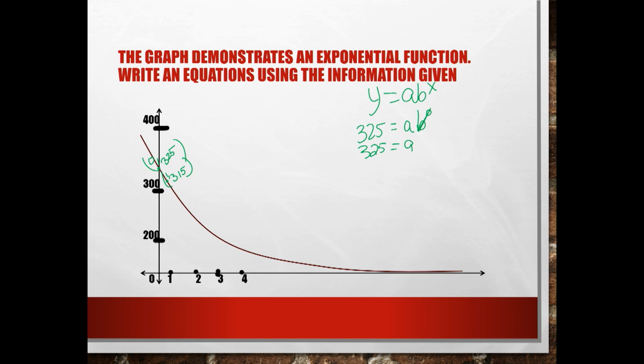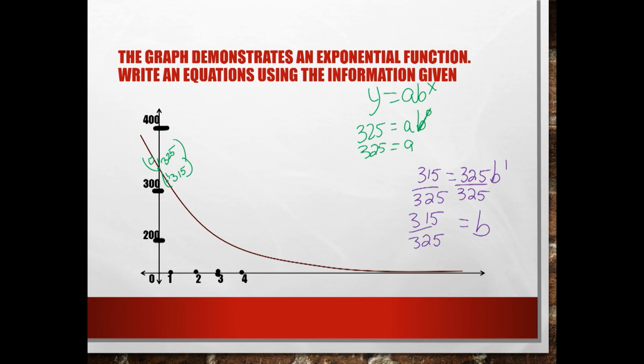So now I'm going to do my other one in a different color. So let's have 315 equals a, which is 325, b to the 1. Anything to the first power is itself. So then all I'm going to have to do is get my b by itself by division. So my b equals 315 over 325.